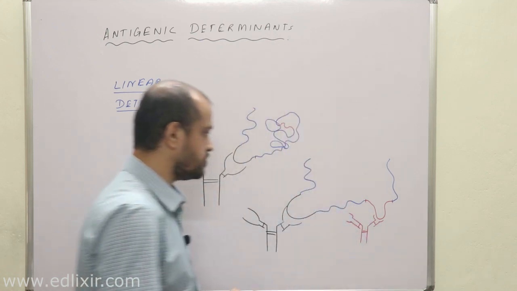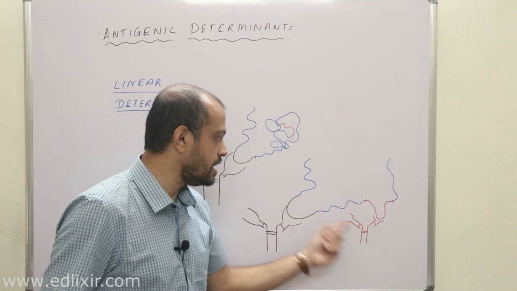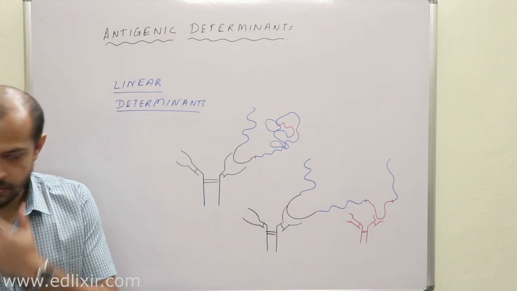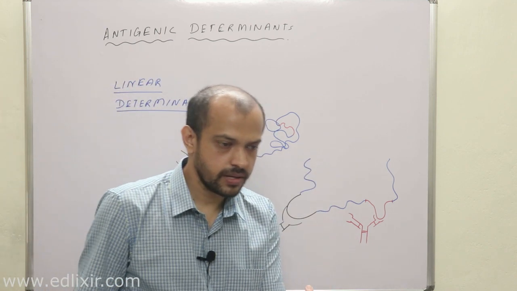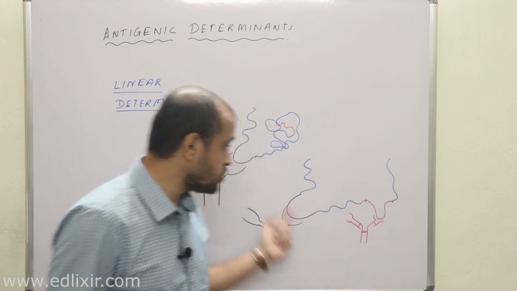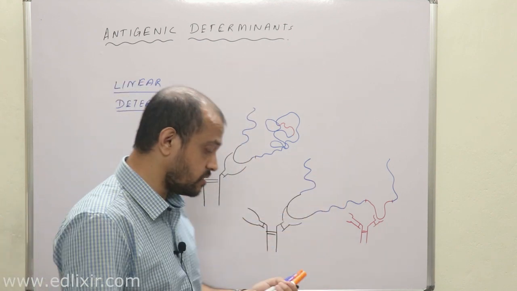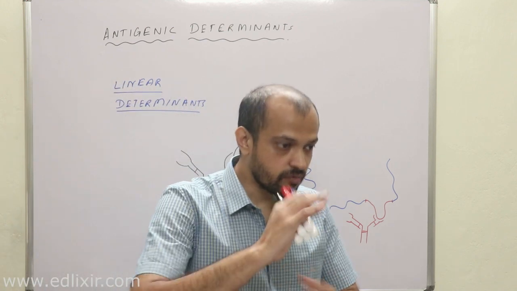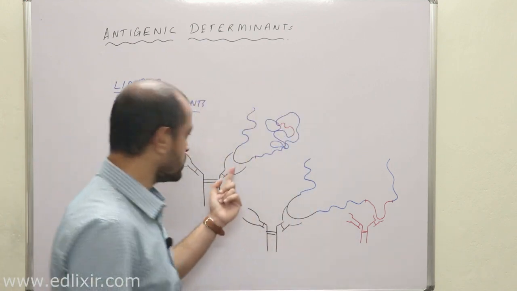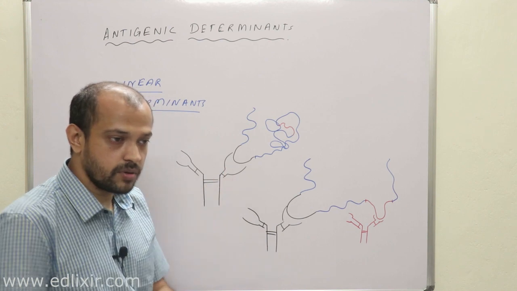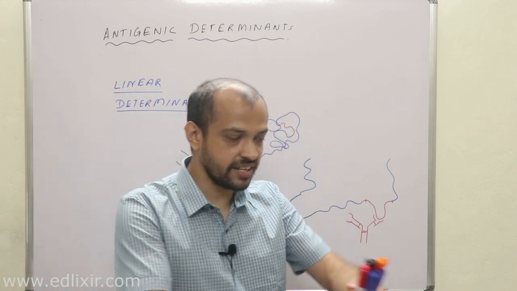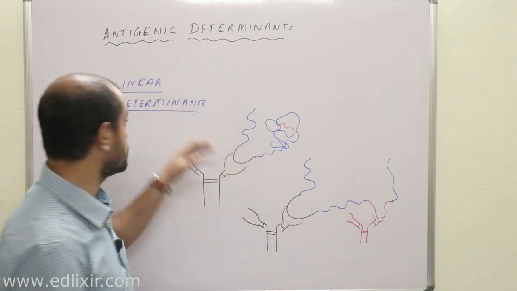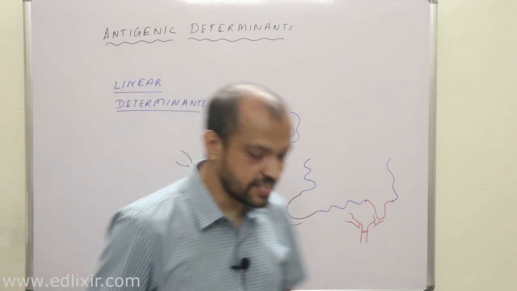Clear? So another epitope has opened due to heating. So this is called linear determinant. That means when the particular protein is in a conformational state, you will get only one epitope, suppose, and if you denature the protein and make it linear, then you will get two determinants. Clear? So this is linear determinant. Okay, this is neo-antigenic determinant.